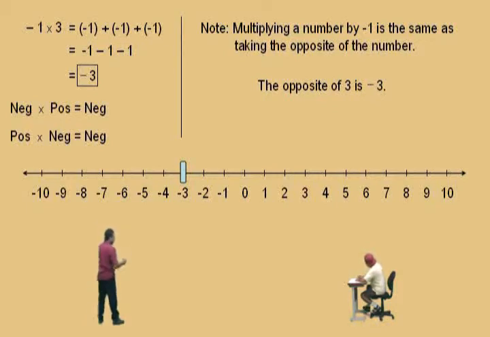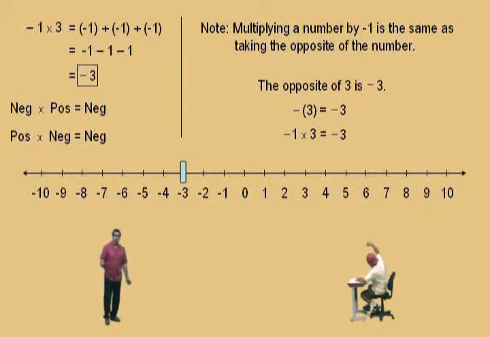So the opposite of 3 is negative 3. Now, using mathematical symbols, remember, the opposite of 3 is negative 3. There you go. And so we just found out multiplying a number by negative 1 is the same as taking the opposite, so negative 1 times 3 must be negative 3. So there you go. All right, Charlie, let's do this with another number now.